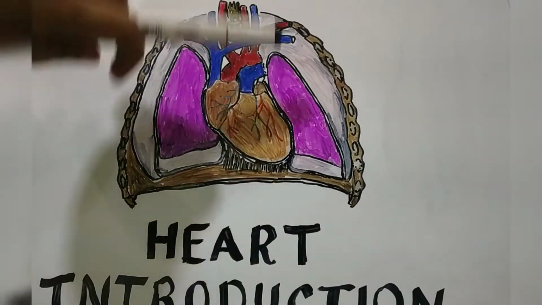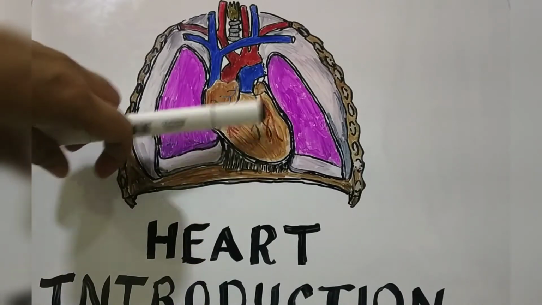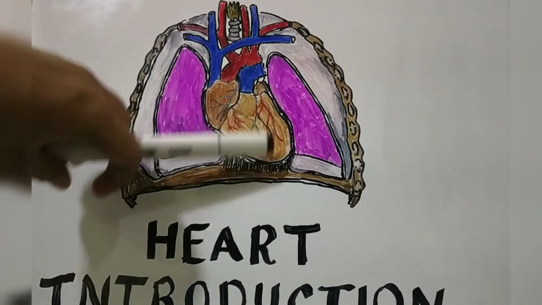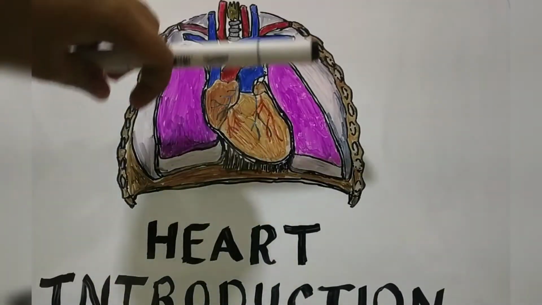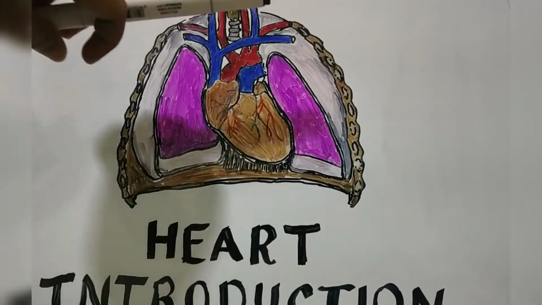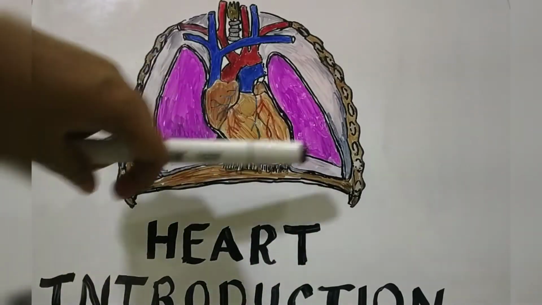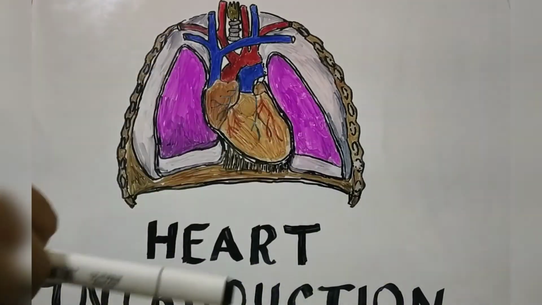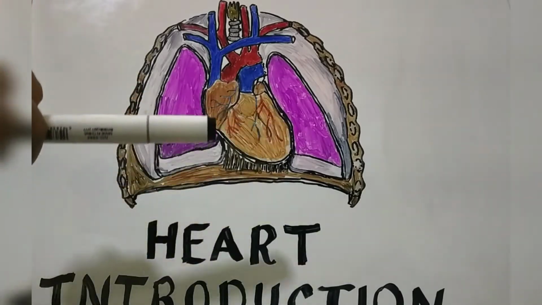Again, this mediastinal space is divided into superior mediastinum and also inferior mediastinum. So you can see that heart is located in the inferior mediastinum. And this inferior mediastinum, it is again divided into anterior mediastinum, middle mediastinum and also posterior mediastinum. So when you say the exact location of heart, it is located in the middle mediastinum.